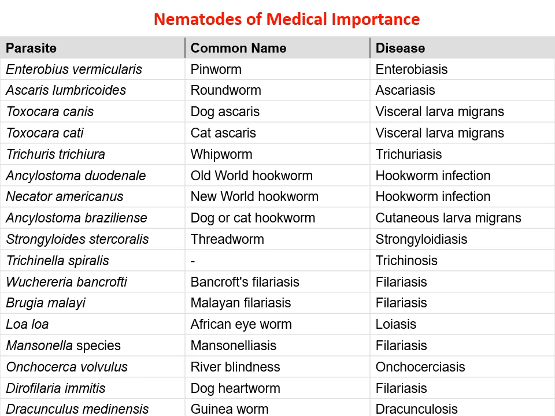This table summarizes some of the nematodes of medical importance. These include Enterobius vermicularis, Ascaris lumbricoides, Toxocara canis and cati, Trichuris trichiura, Ancylostoma duodenale, Necator americanus, Strongyloides stercoralis, Trichinella spiralis, as well as the Filariae, which regroup Wuchereria bancrofti, Brugia malayi, Loa loa, Mansonella species, Onchocerca volvulus, and others.